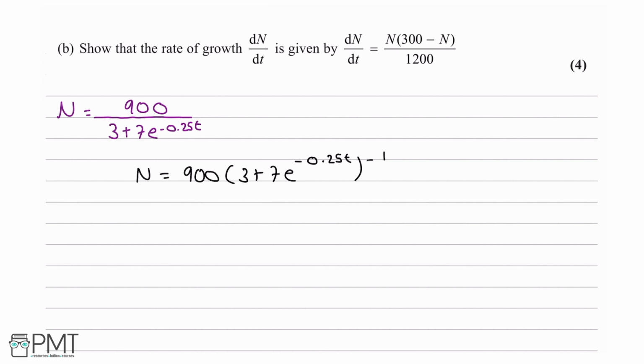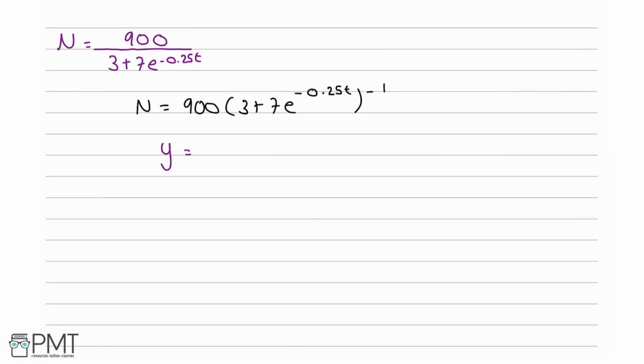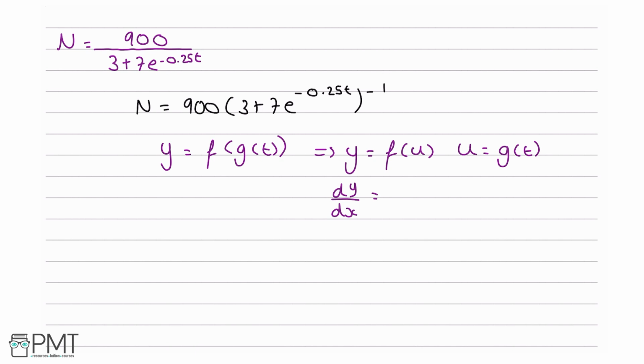The next step is I'm going to use the chain rule. So the chain rule says if you have y equals a function of another function of t, so y equals f of g of t, this means you can rewrite y as a function of u, and then u is a function of t, and in turn dy by dt will equal the derivative of the function of u times the derivative of the function g, and then you will replace u with whatever your function g of t was.